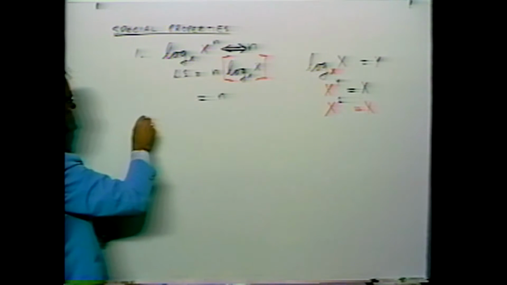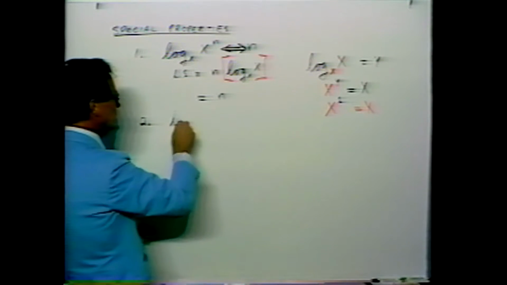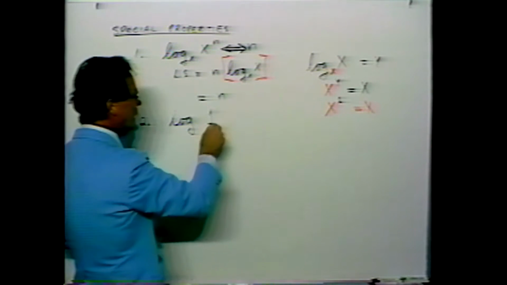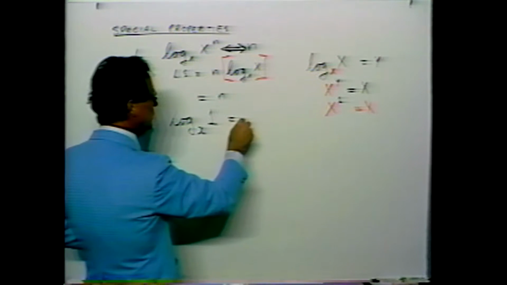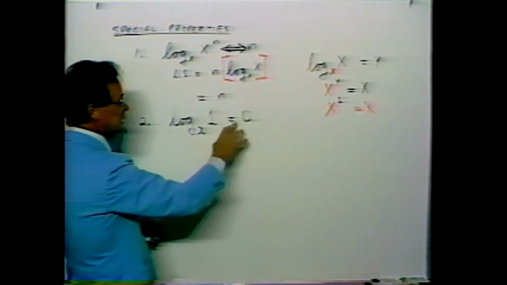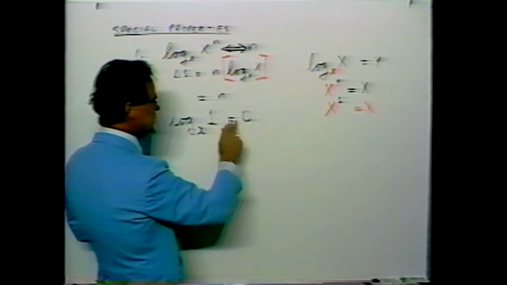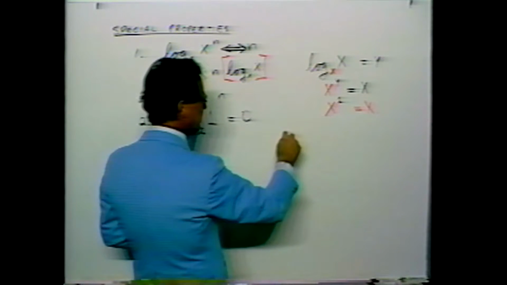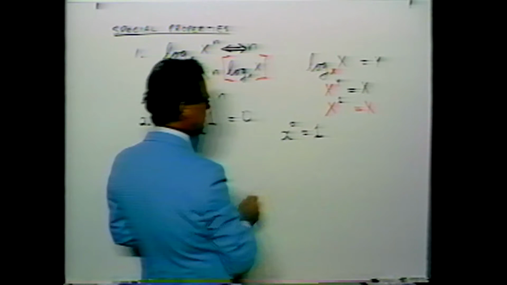A second property worth emphasizing is that the log of 1 to any base x is equal to 0. If I write this in exponential notation, you can see that the base x to the exponent 0 is certainly 1.